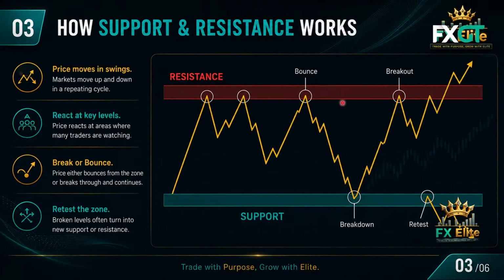So how does it work? Usually the price moves in swings. The market moves up and down, repeating the cycle. At certain points, let's say for the resistance area, it reacts at key levels. For example, the price rose up and reacted at this point and went back down, and then it tries to go up again and reacts again at that place. So basically, there's a strong resistance at that point, so the price has to go back down.